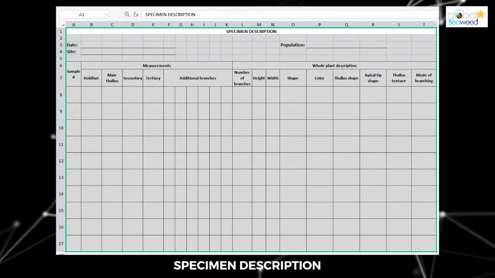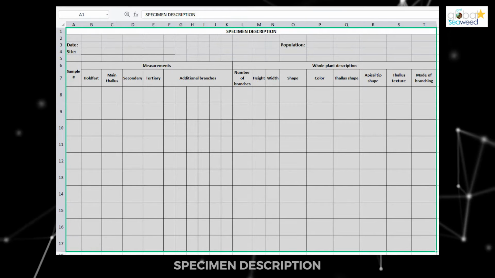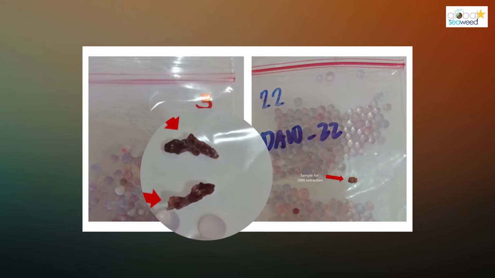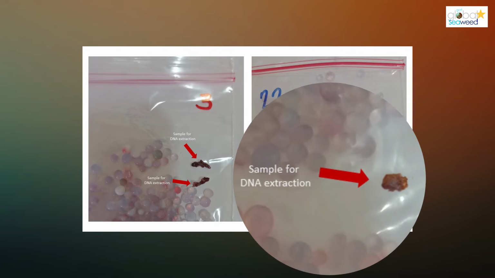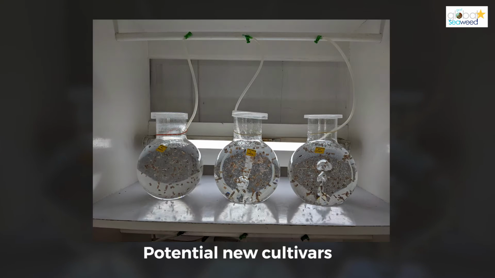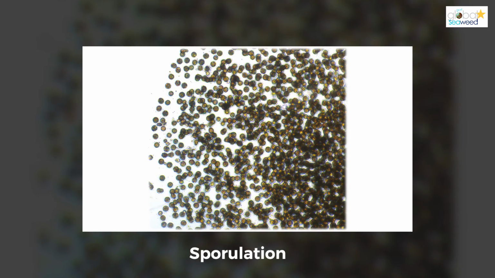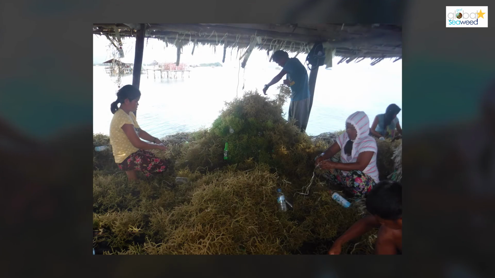The wild seaweeds collected were described initially based on their external features. A small portion of the apical tip was cut and molecular analysis was conducted to genetically describe these seaweeds. These wild seaweeds are a potential source of new cultivars which can be used for tissue culture and sporulation, and eventually the plantlets to be available for the seaweed farmers.